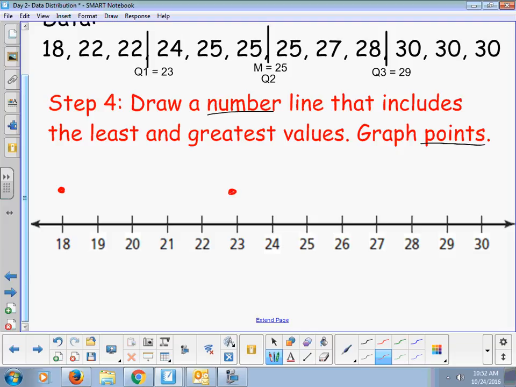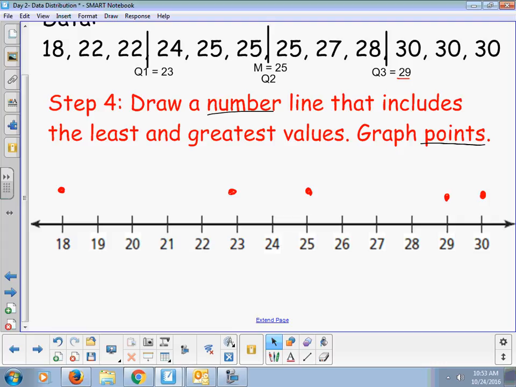Our Q1 was 23, so I graph a point there. Median is 25. Q3 is 29, and our max is 30. So you should have 5 points graphed on your number line. You know what points to graph. You always graph your min, your max, Q1, median, and Q3. So you use whatever information you got and graph those.